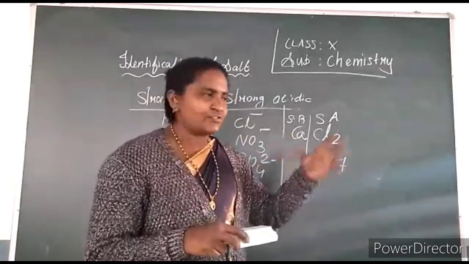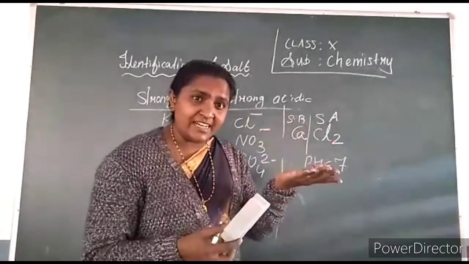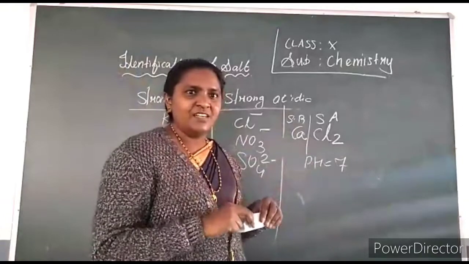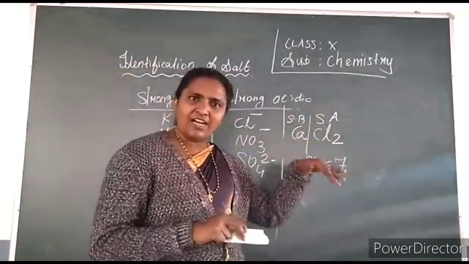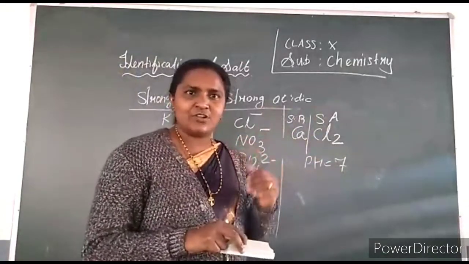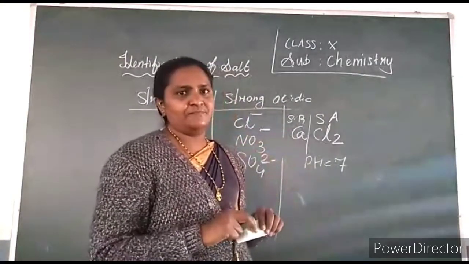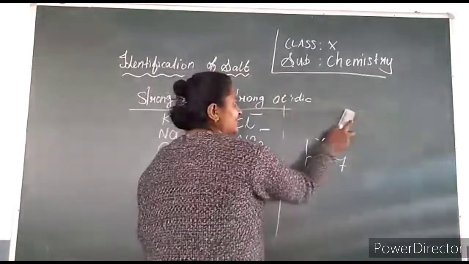If it is strong base, weak acid, the salt is a basic salt. So pH will be more than 7. If it is weak base, strong acid, what is the solution? Acidic solution, pH value shows less than 7. Clear? One more, the last salt.